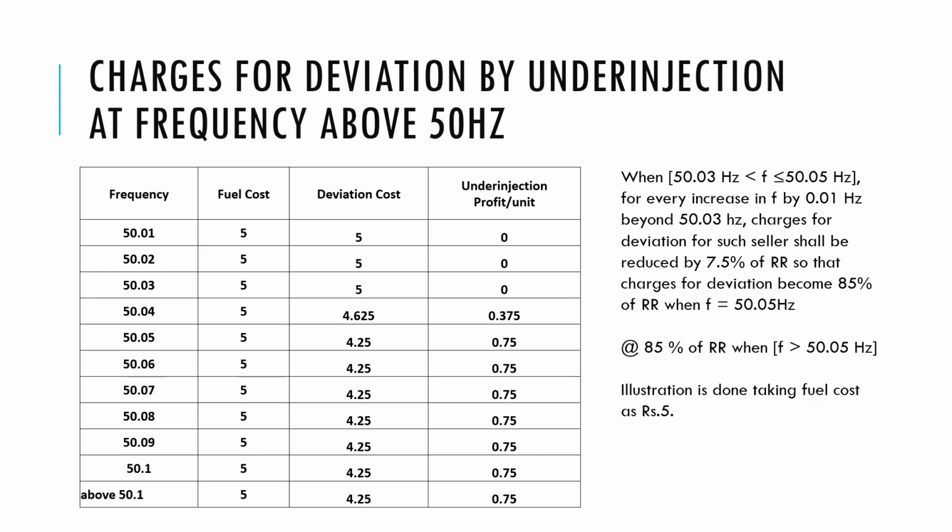So in the next case, we will discuss what if the seller is moving beyond its normal range of 10%. If it's deviating from the schedule by greater than 10% or less than 10%, what would be the penalty or the incentive for him?